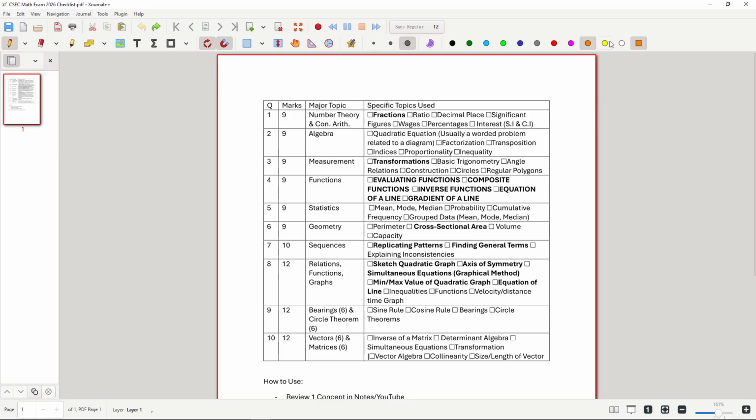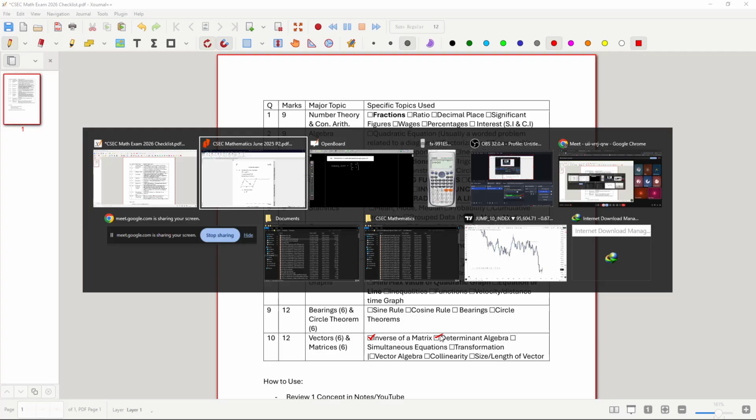So let's see what we can check off on the checklist. For matrices, I'm going to check off inverse. I'm going to check off determinant. Simultaneous equation, I'm not going to tick that as yet. Not transformation matrix as yet. So at least inverse, determinant, adjoint, regular addition, subtraction, those things, right? You guys should be able to tackle those.